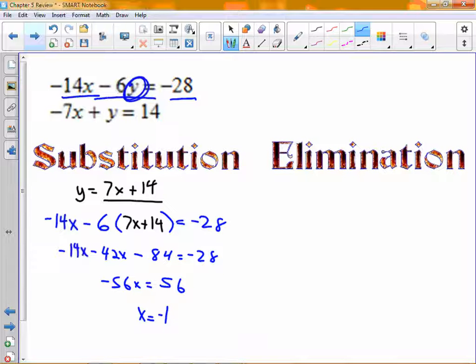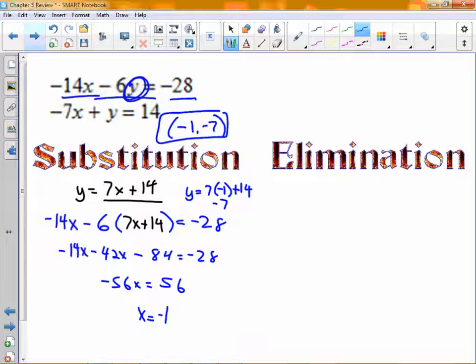So then I take that x equals negative 1, plug it in right here. 7 times negative 1 plus 14 is negative 7. And again, one of the major points that we talked about yesterday is we now know that these 2 lines cross at negative 1, negative 7.